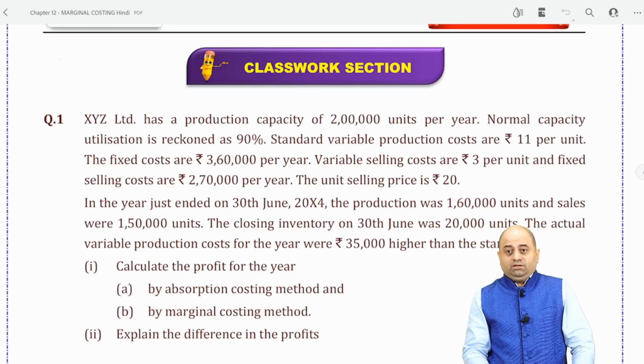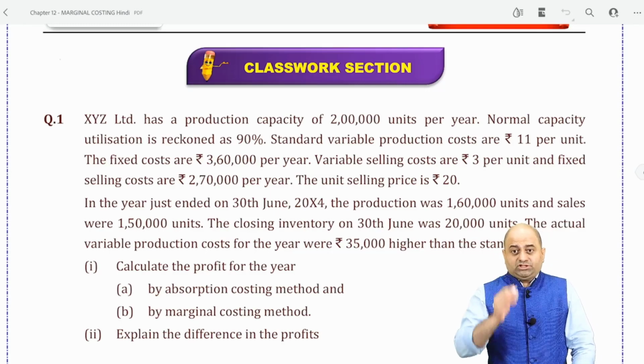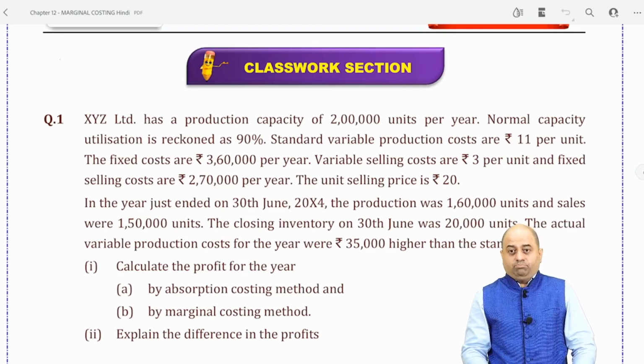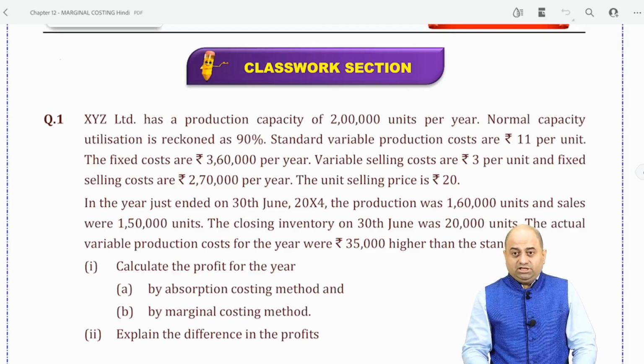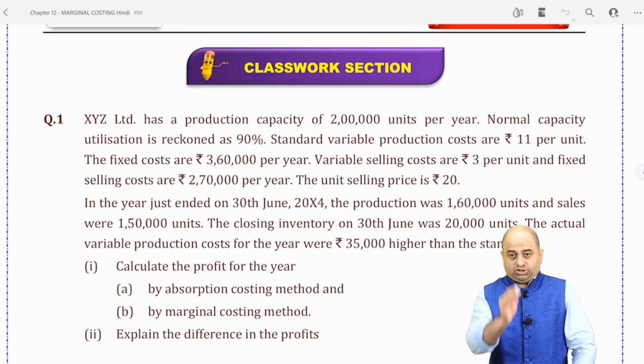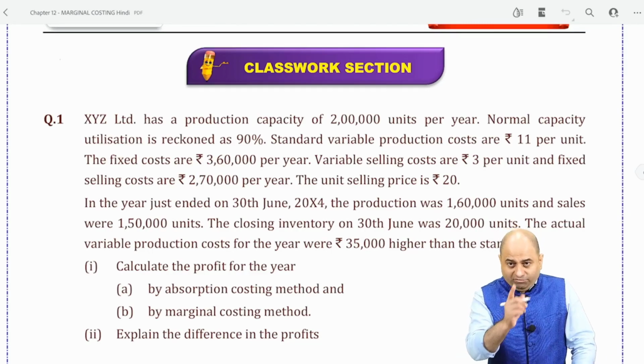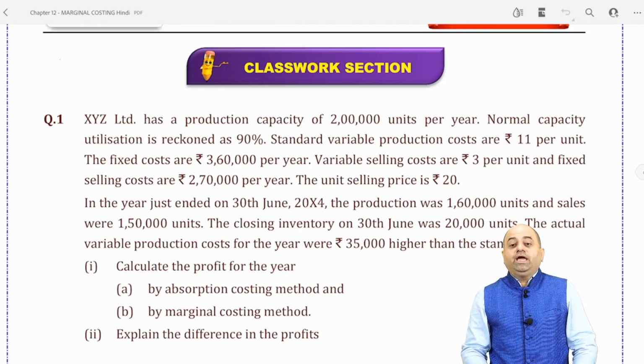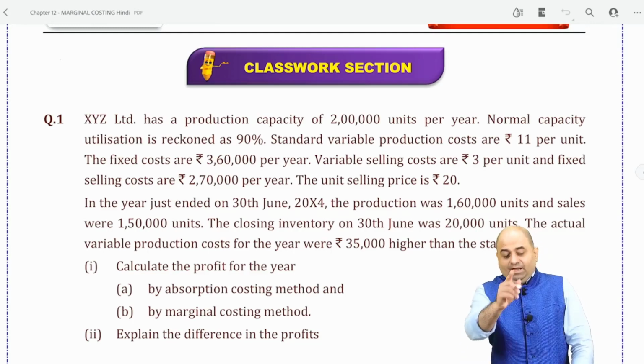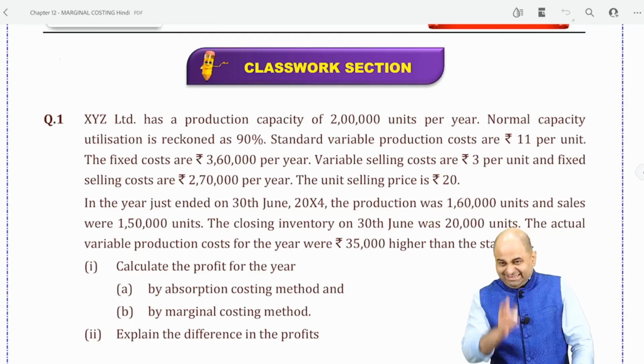Under absorption costing, fixed cost is considered as a product cost, and under marginal, it is not considered as a product cost. So when you were valuing stock under absorption costing, it was valued at fixed and variable both. When you valued the stock under marginal, it was valued only at variable cost. That was the first point of this question.